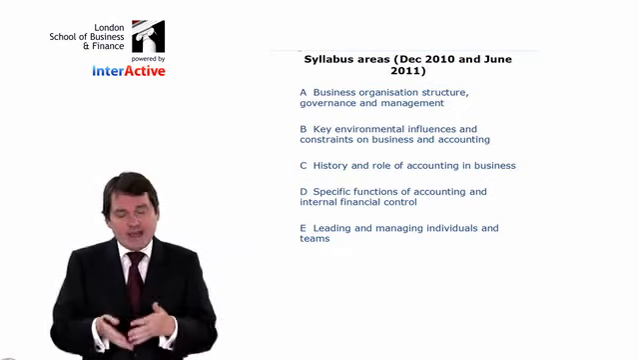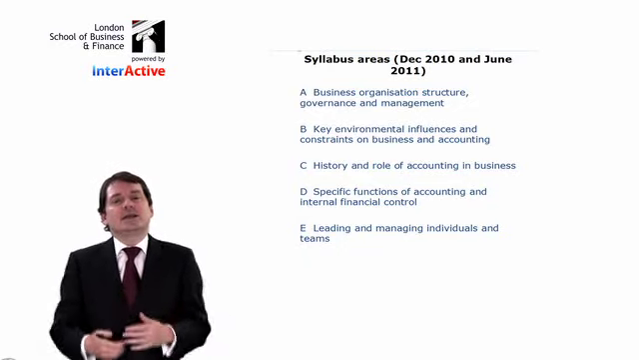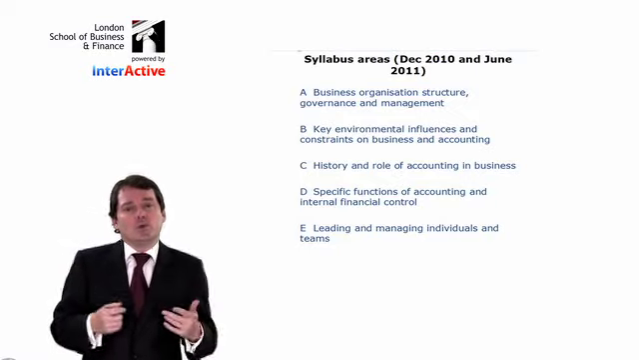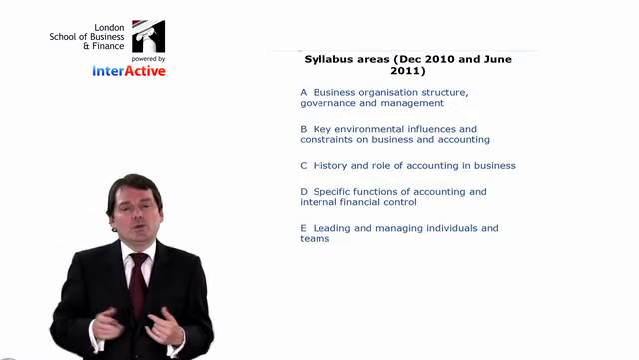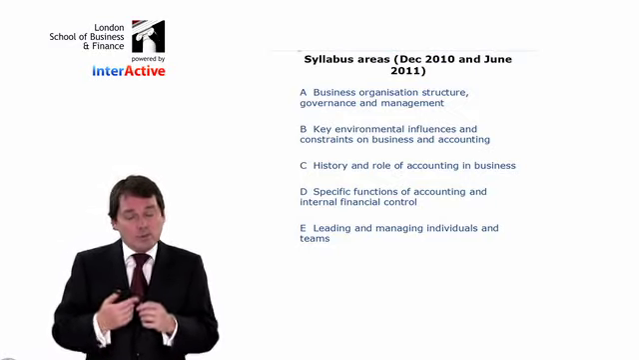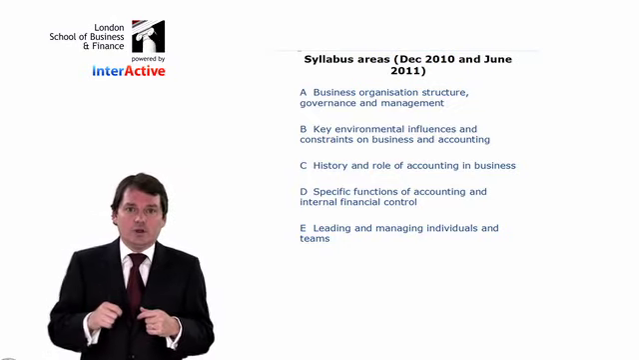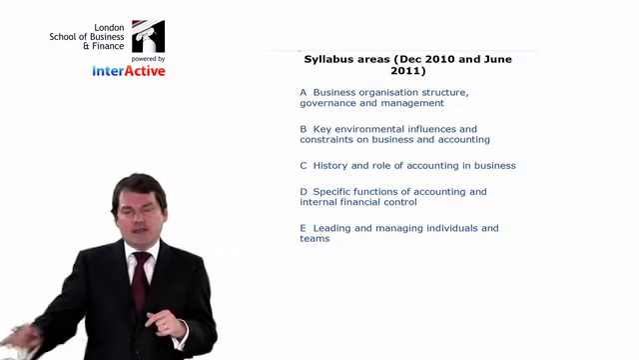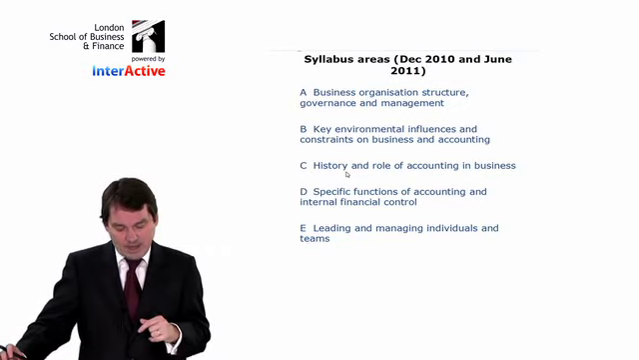And all we're doing in Area B of the syllabus is thinking about what those key things might be. We will look at things like governments. We will look at things like taxes. We will look at things like the economy. So it's going to be a very general overview of what kind of things affect an organisation.